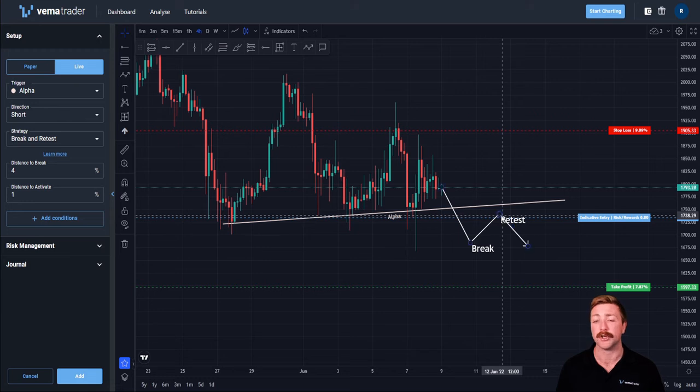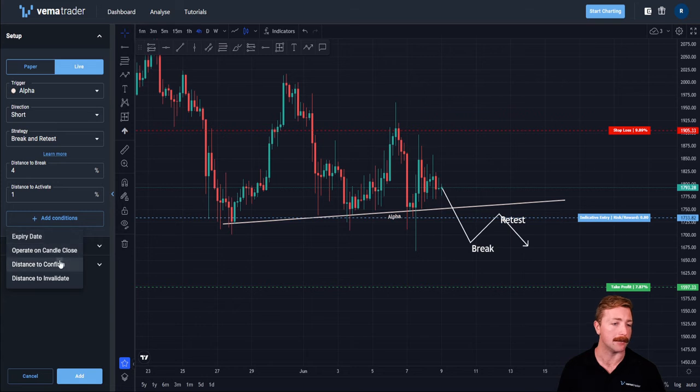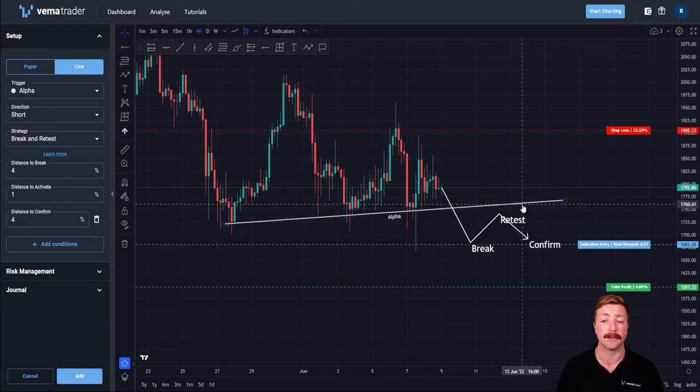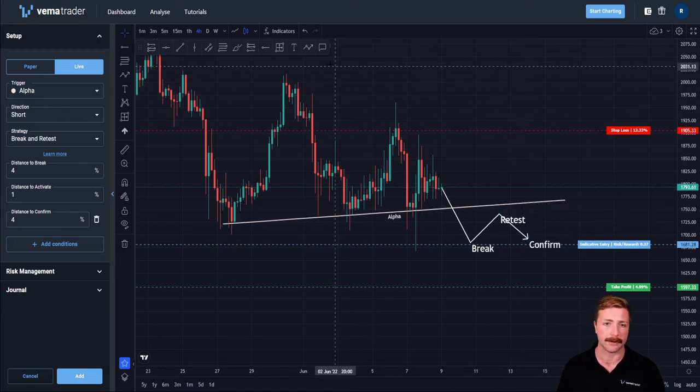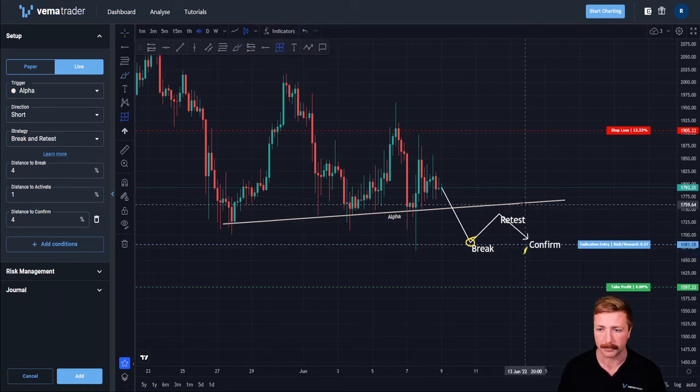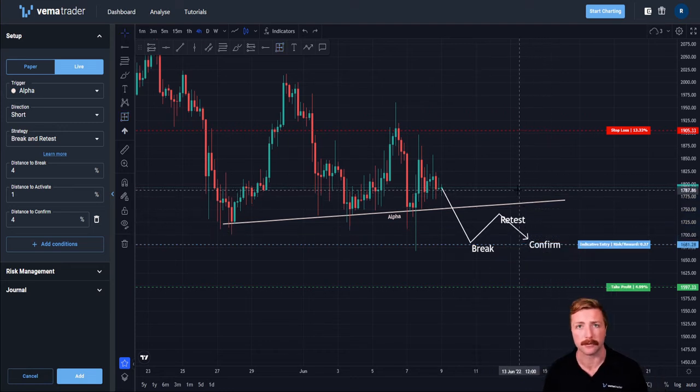If we wanted to see price reject, so we want to see price retest but then push off from that retest, what we do is we add the distance to confirm. So distance to confirm allows us to set a percentage that we want to see price reject. Now, again, it's important to note that this is measured from alpha at the current candle. And when I say current candle, not the candle that exists right now, but the present candle whenever you are looking at the chart. So if price had satisfied these two conditions, we've come down, we've had our break, we've had our retest, and price is currently on this candle, then price would have to be 4% below alpha at that point in time for the distance to confirm to be satisfied.